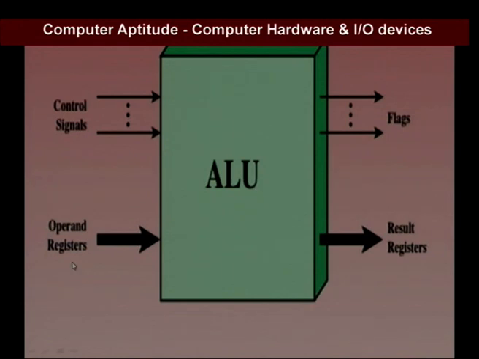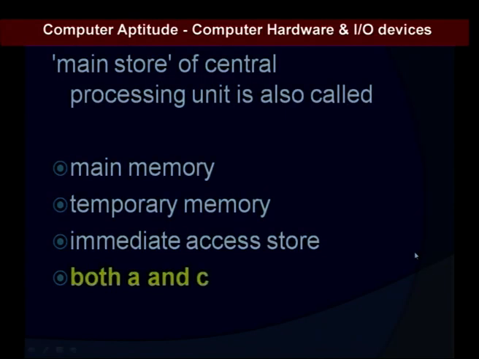Next, operation registers and result registers. Operational registers hold the values when we are inputting them. After the calculation process in the ALU, we get the results, and that is the result register. Next, the main store of the central processing unit is also called temporary memory or immediate access memory. Temporary memory and immediate access storage are the two answers for this question.